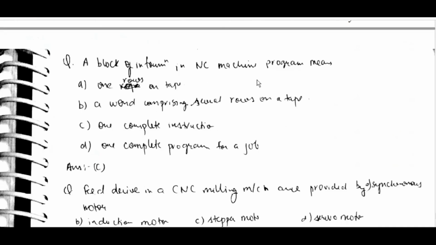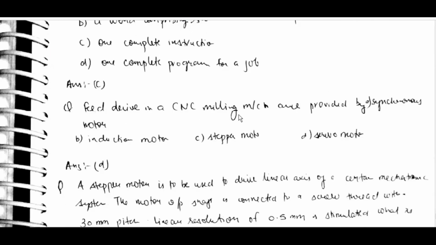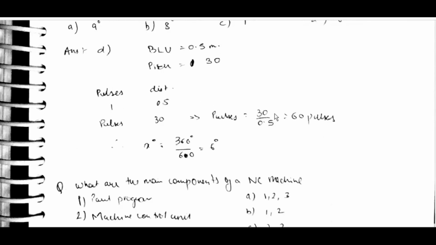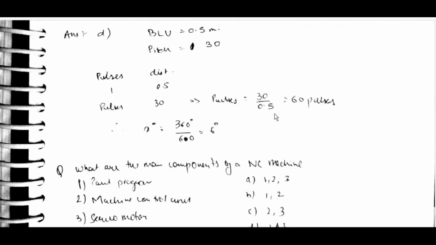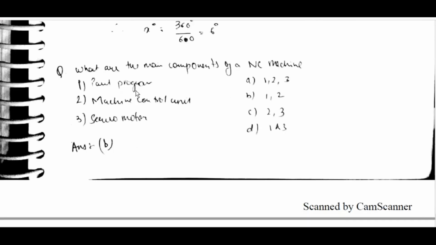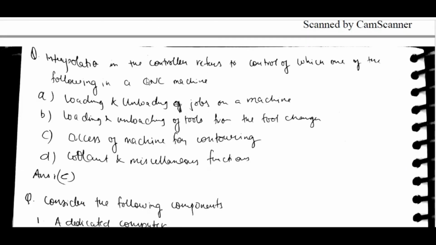A block of information in an NC machine program means one complete instruction. Feed devices in a CNC milling machine are provided by a servo motor. Pulses: 60 pulses per pitch. Number of pulses: x degrees is equal to 360 divided by the number of pulses. What are the components of an NC machine? Part program, machine control unit. NC doesn't use a servo motor, it uses a stepper motor.